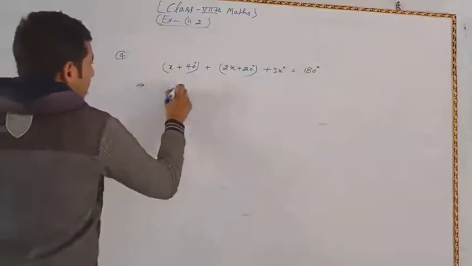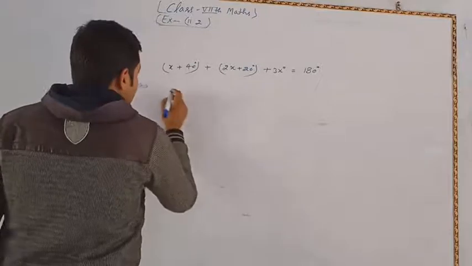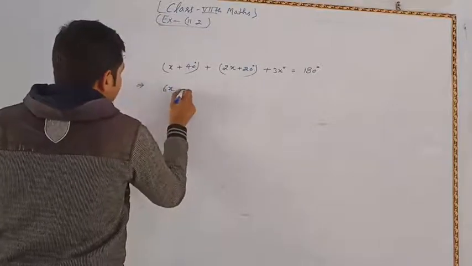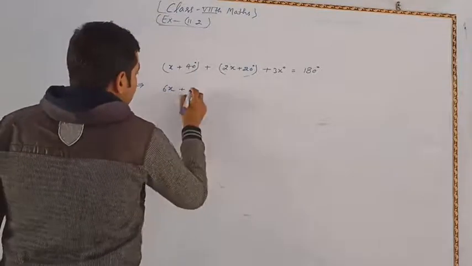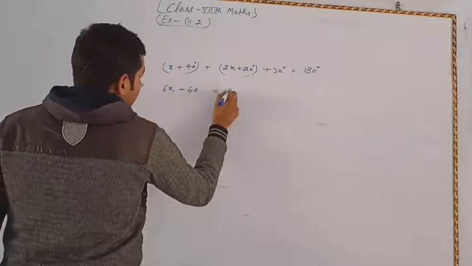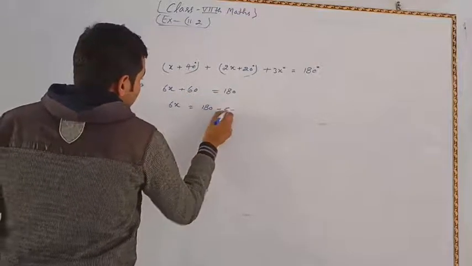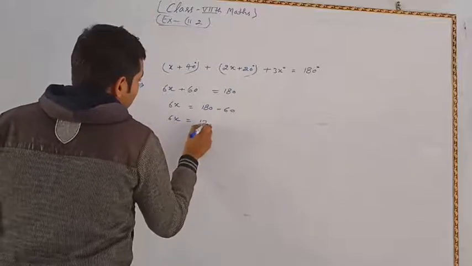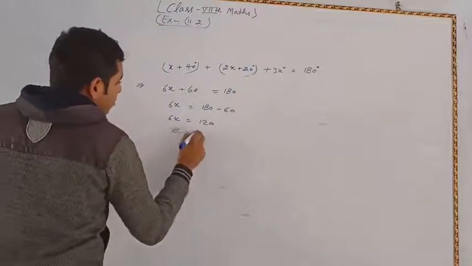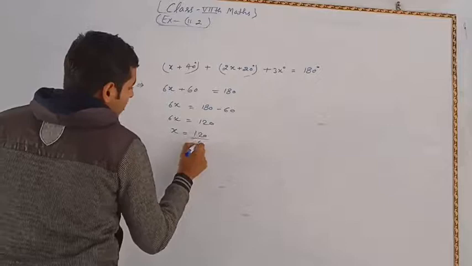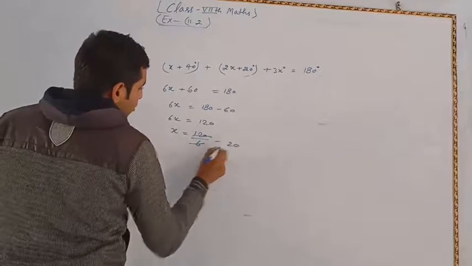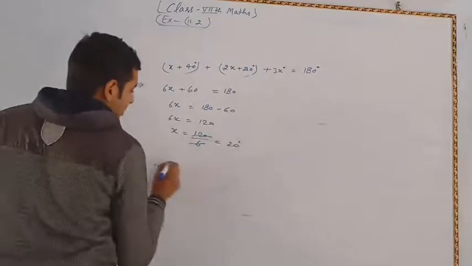Okay, from here it implies that x plus 2x plus 3x is equal to 6x, plus 40 plus 20 plus 60 is equal to 180 degrees. Then 6x is equal to 180 minus 60. Then 6x is equal to 120 degrees. Then x is equal to 120 upon 6, which is equal to 20 degrees.